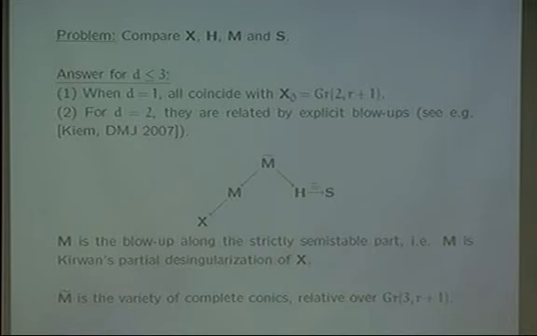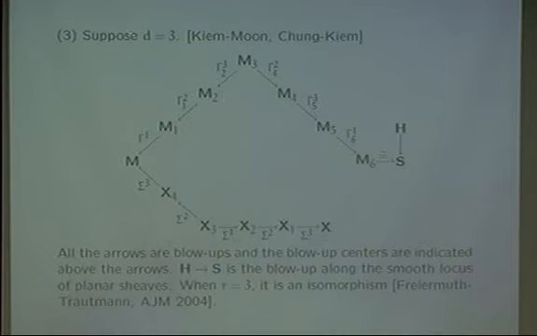And then recently I did the comparison. When d equals 1, everything is a Grassmannian. When d is equal to 2, these compactifications, the Mumford compactification, Kontsevich compactification, Hilbert, Simpson, are related by explicit blow-ups. Even in this simple case, the conic case, it was not known how these compactifications are related. When d is equal to 3, it's a lot more complicated.